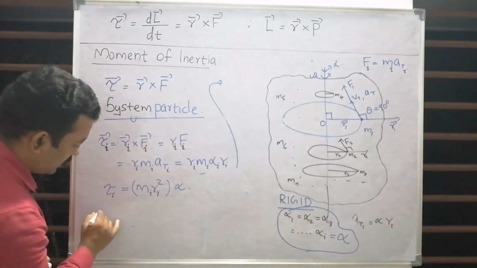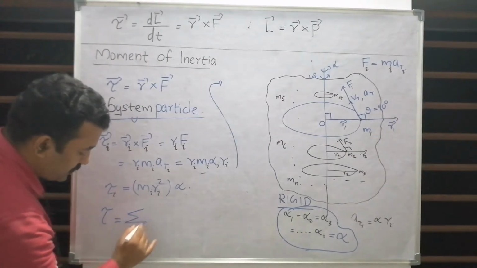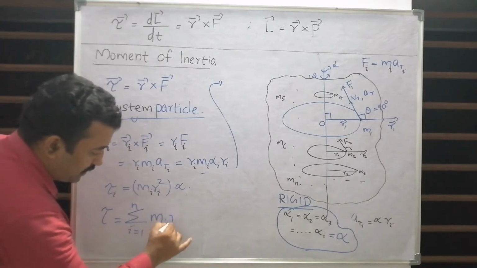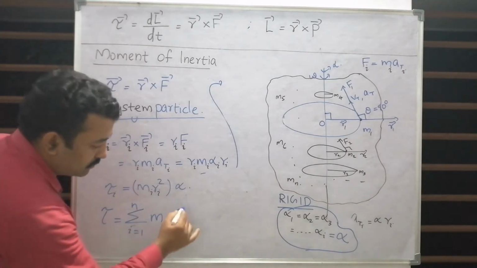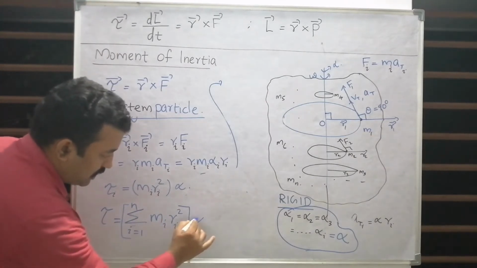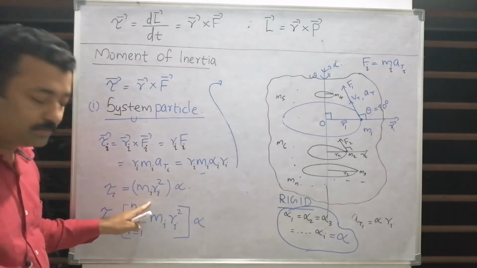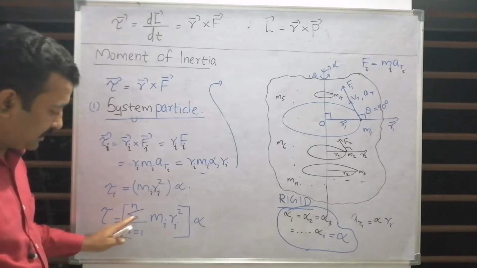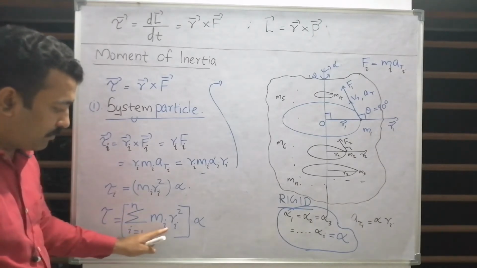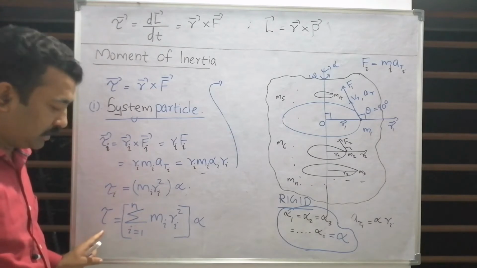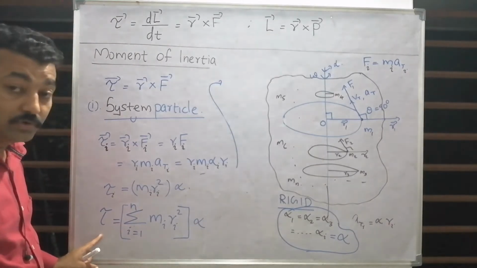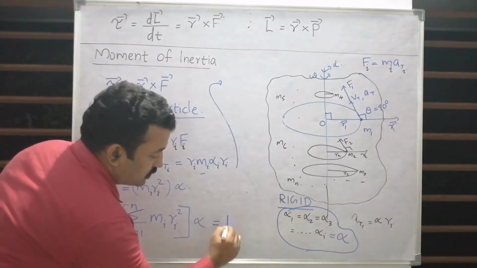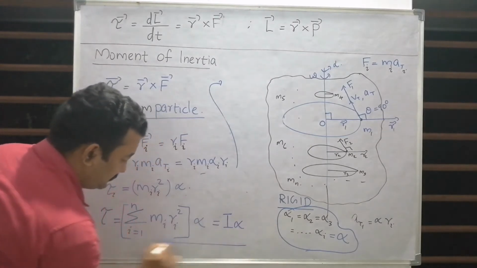So the total torque will be equal to the sum of, say, i equal to 1 to n, mi ri square multiplied with alpha. Because this is for only a single particle, we have n number of particles. So I will get the expression as sigma i = 1 to n mi ri square into alpha. This is the total torque for a system of particles. This can be written as what? I into alpha for that system.